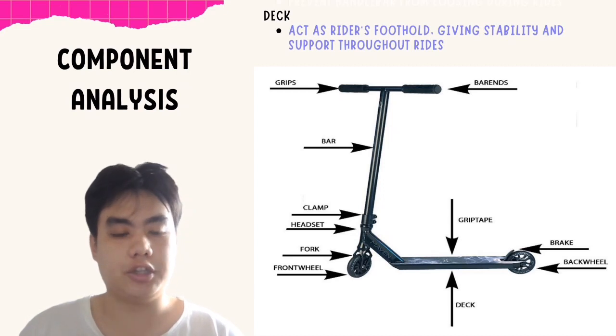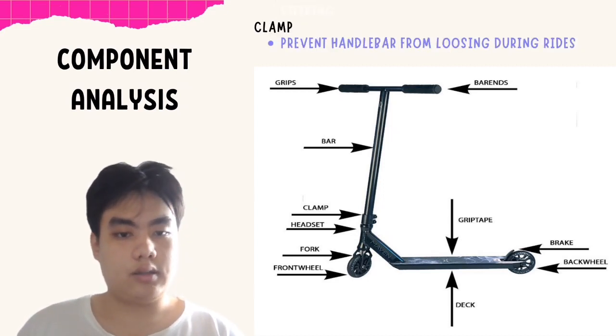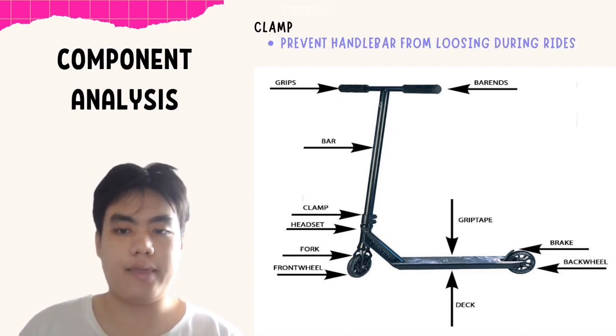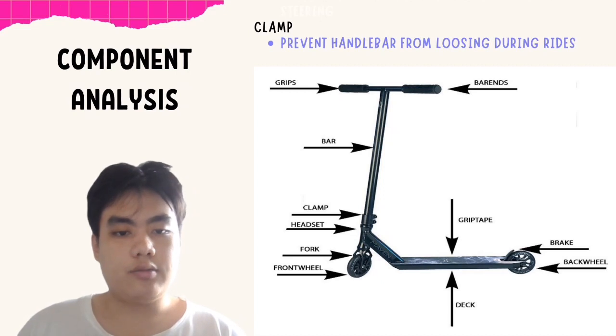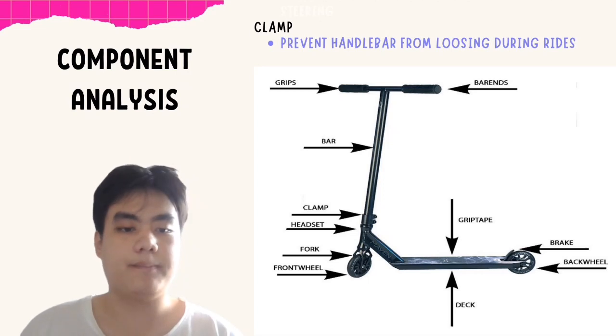the overall scooter construction. Let's now discuss the clamp, a small but vital component that ensures the handlebar remains secure during rides. The clamp on the scooter might be easily overlooked, but its importance cannot be overstated. These unassuming components prevent the handlebar from loosening during rides, contributing to the overall safety and stability of the scooter. A secure clamp ensures that riders can confidently control the scooter without the worry of any unexpected handlebar movement.